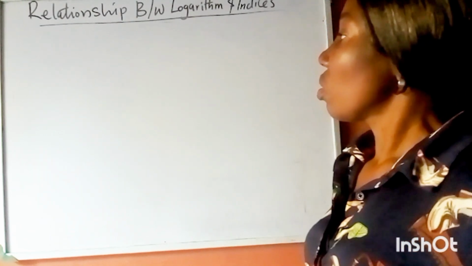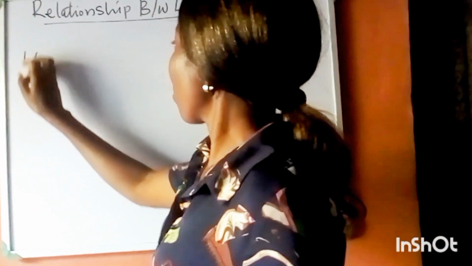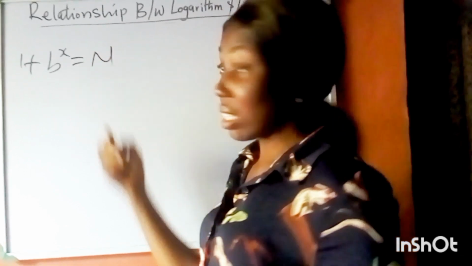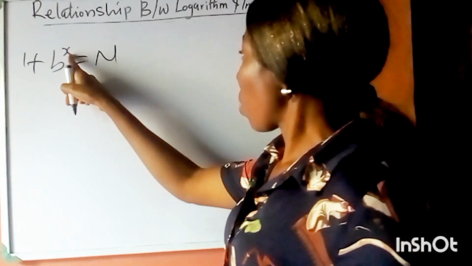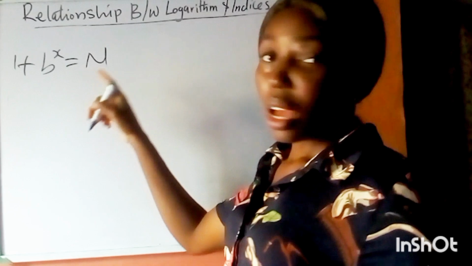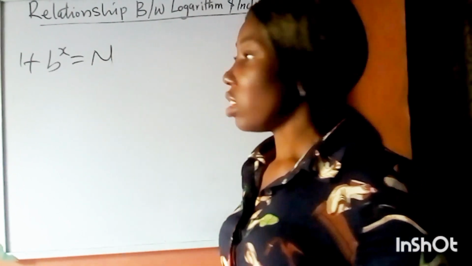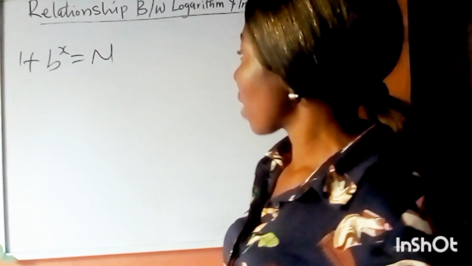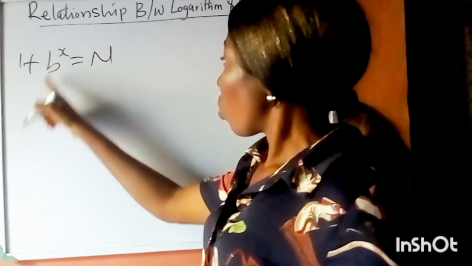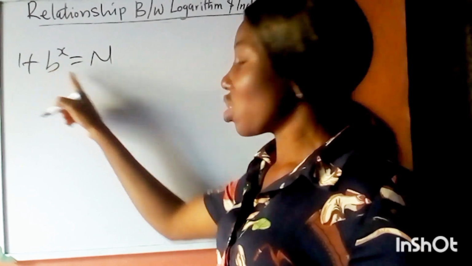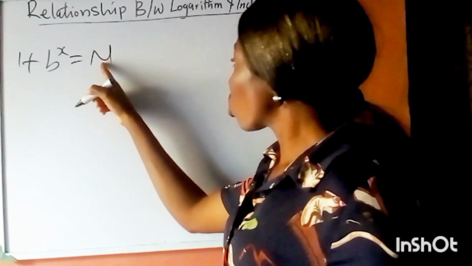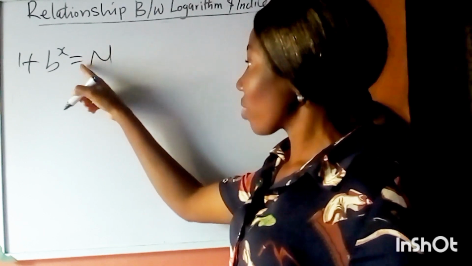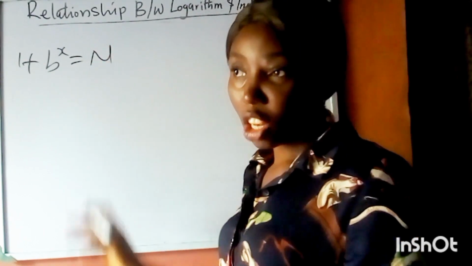Now, assuming we have b raised to the power of s equals n. This is indices, right? This is the power and this is the base. And this is n here. So in applying it as a log, this power will come down and this base will remain the base in log. Why this one, which is n, that we have after the sign of equality will become the power in logarithm.